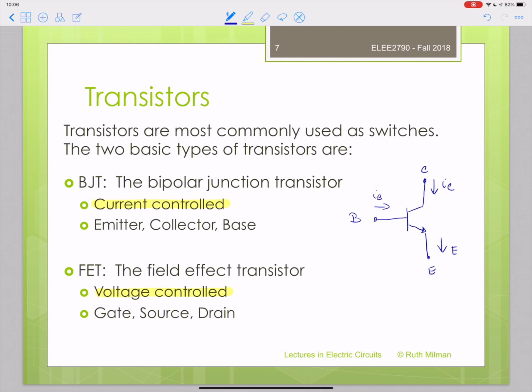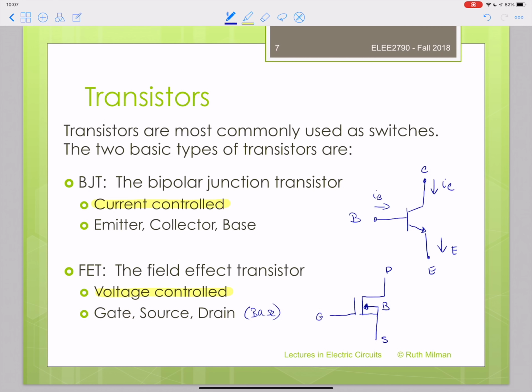The FET is similar in structure, except instead of having an emitter, a collector, and a base, it has a gate, a source, and a drain. Typically drawn in this way. You've got the gate, the drain, and the source. And often you also have a base drawn in, but the base is typically tied to the source. So this is the circuit diagram for your FET and the circuit diagram for your bipolar junction transistor.